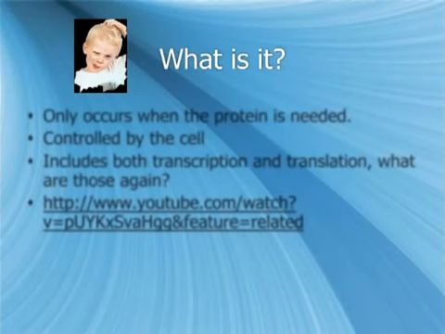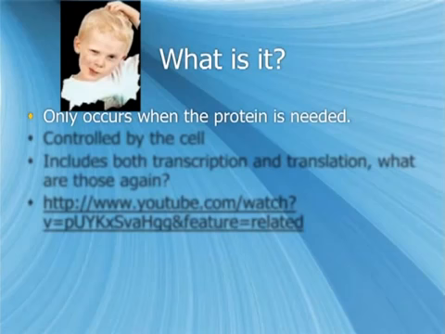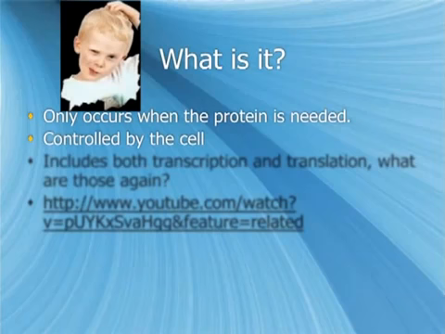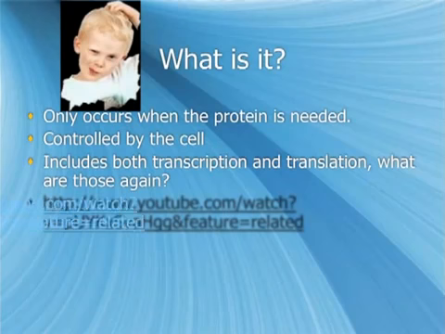So what actually is gene expression? It's basically the turning on of a gene and making a protein. And it only occurs when the protein is actually needed in your body, because if it occurs all the time, then you're making too many proteins and wasting energy. And what ones are actually made are controlled by the cell, and it includes both transcription and translation, which, if you remember, transcription is the making of RNA from DNA, and translation is the RNA to a protein.